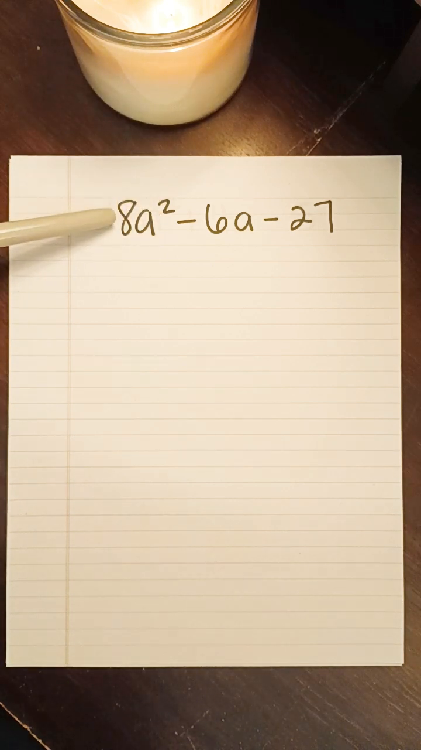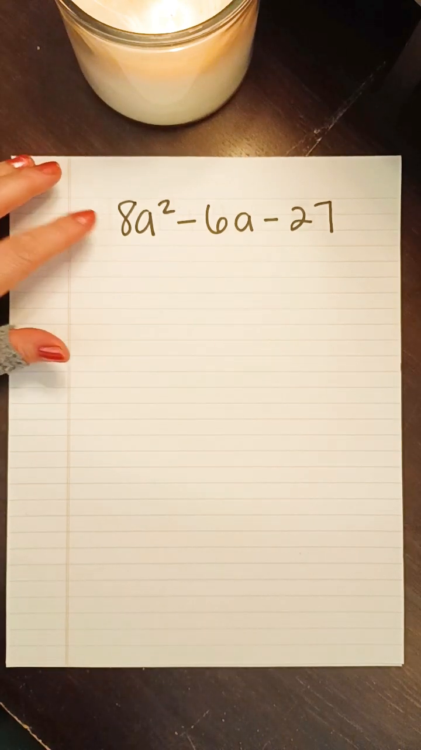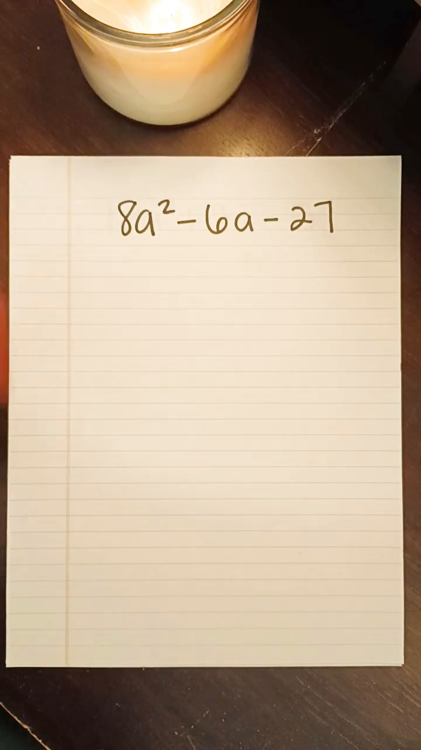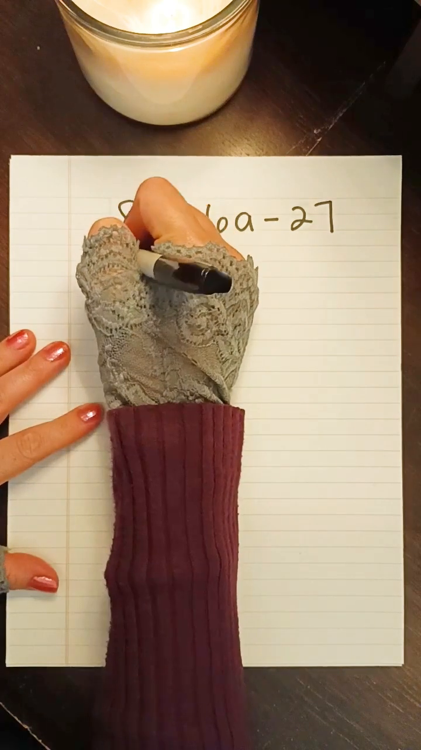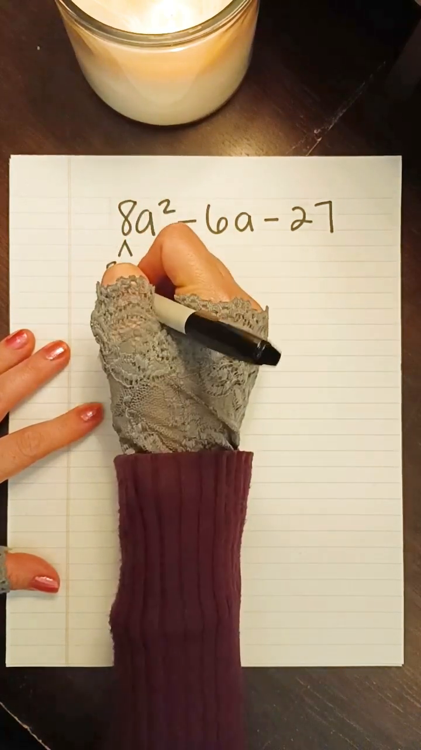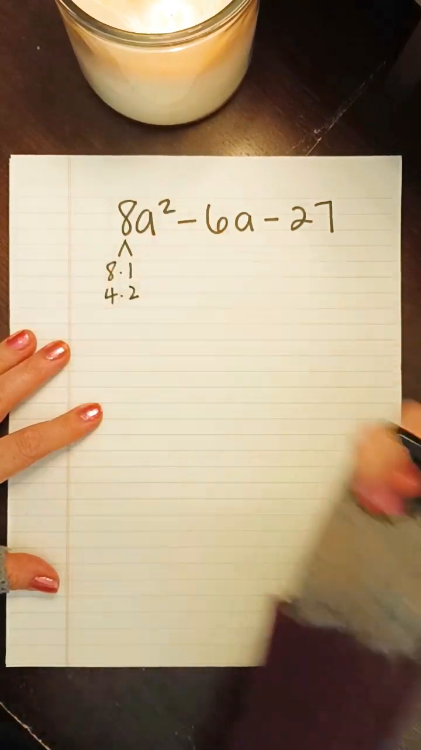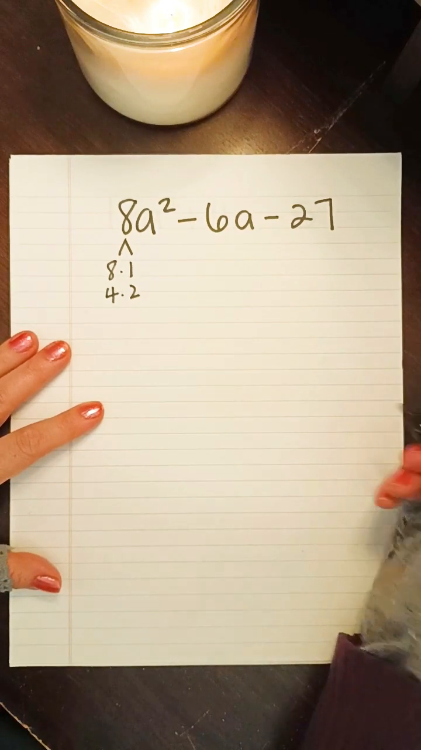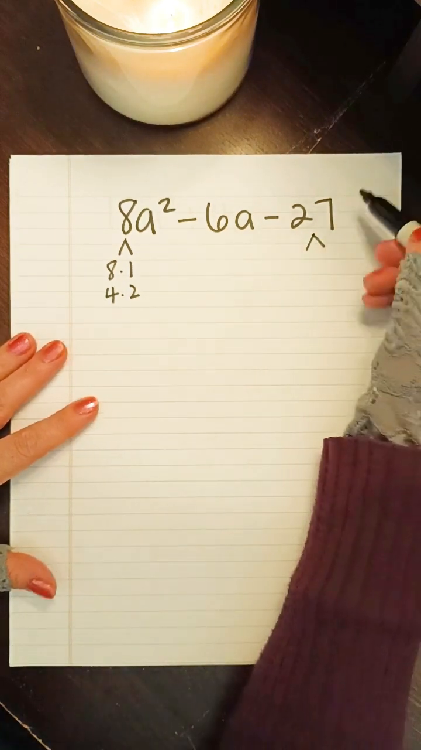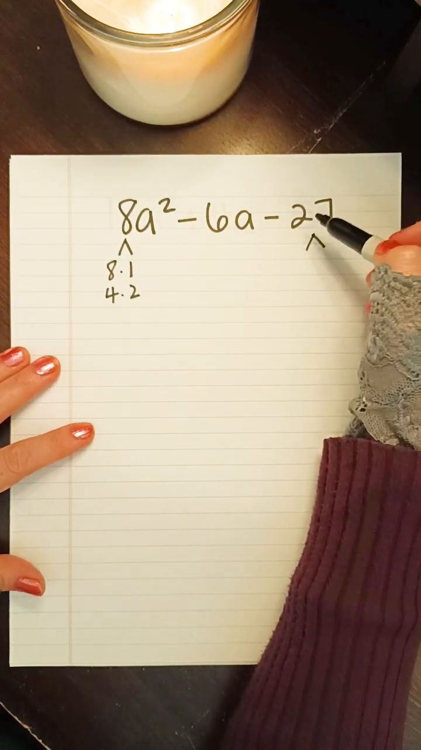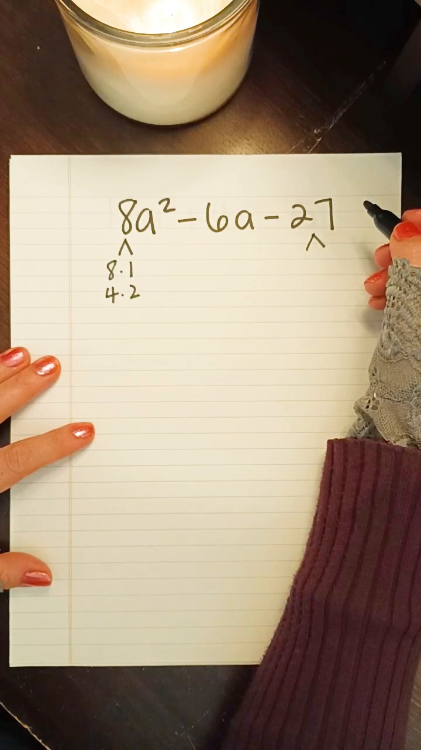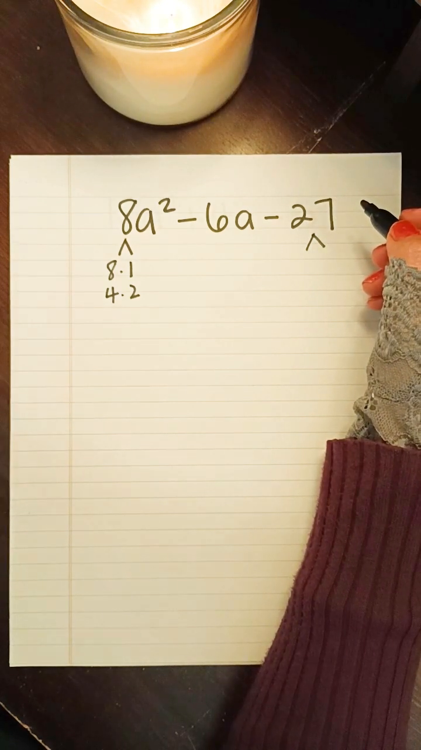So when that happens and you're trying to factor it, what you'll need to do is find the factors of that number. So the numbers that multiply to be 8. So we have 8 times 1, 4 times 2. And then after that, you need to find factors that multiply to be your C term, so your constant back here. Now, we're not going to worry about signs at this point.